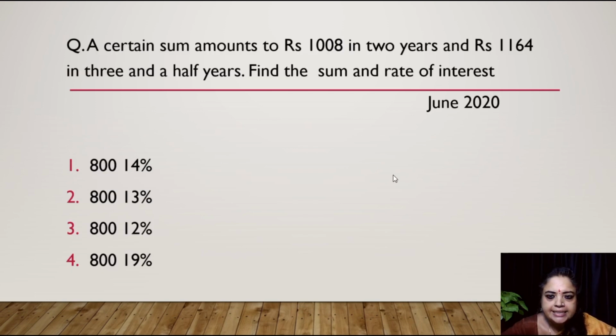Now let us see the next one. This was asked in the 2020 June examination. A certain sum amounts to rupees 1,008 in 2 years and rupees 1,164 in 3.5 years. Find the sum and the rate of interest. The options are given, the sum is given and the rate of interest is also given. Let us see how we can do this problem.